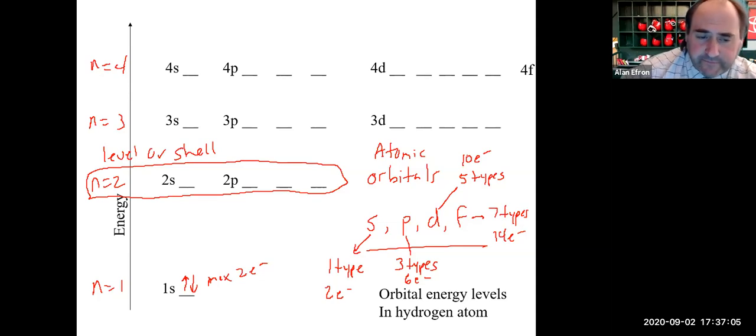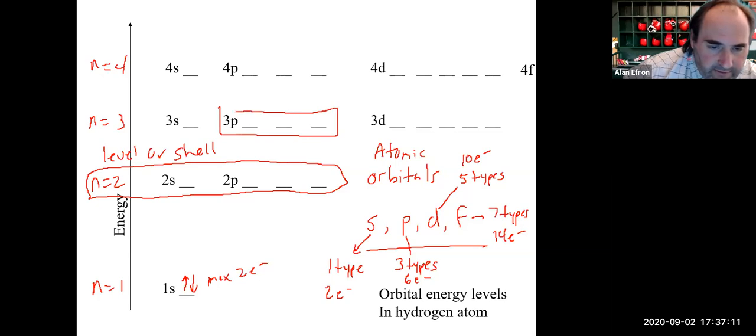Individually, when we look at just the 3p orbitals, all of these 3p orbitals together are sometimes referred to as a sublevel or a subshell.